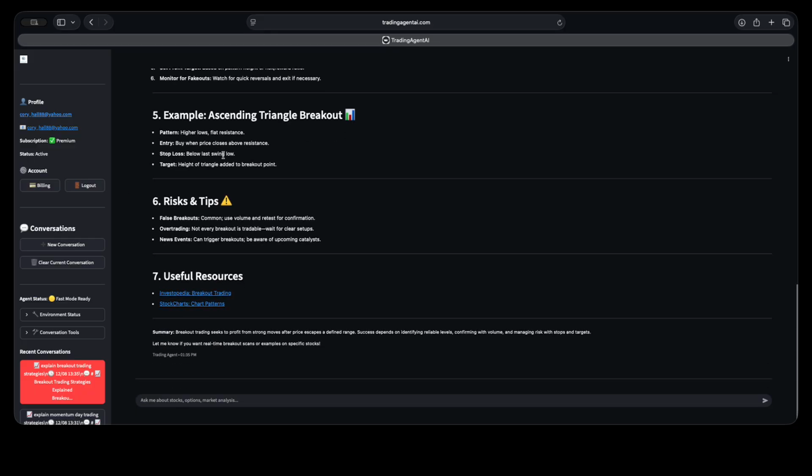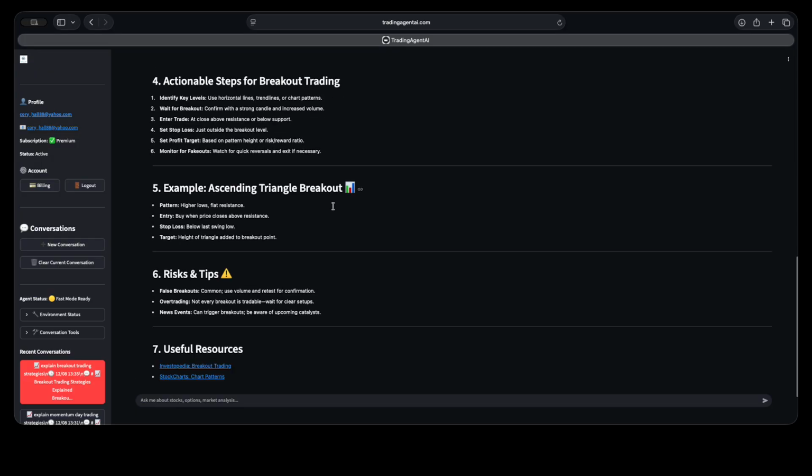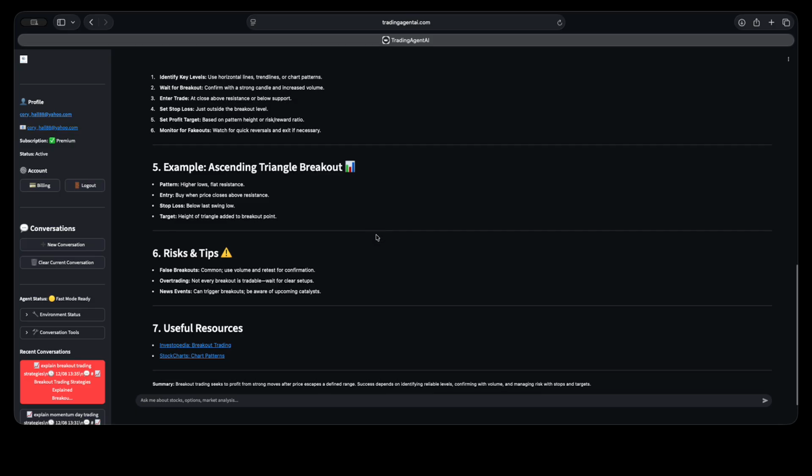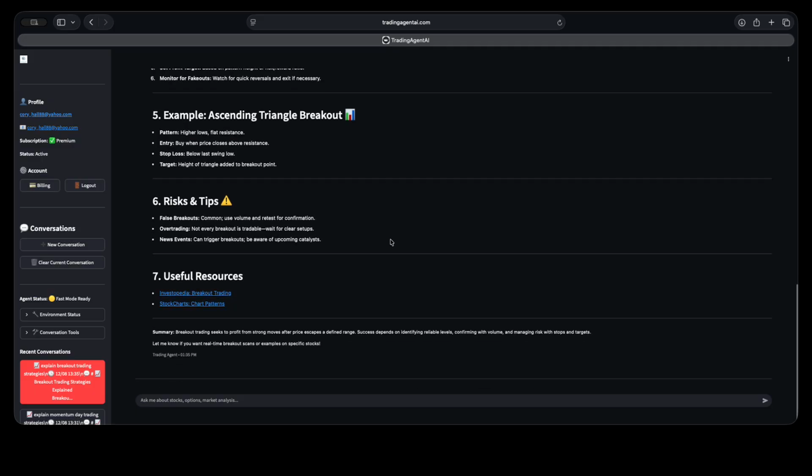And then, as an example, is using an ascending triangle breakout. The pattern is higher lows and a flat resistance. Entry is to buy when the price closes above resistance. Stop loss is the last swing low, and the target is the height of the triangle added to the breakout point. And so that just provides an example of how you would trade a triangle. And then you can ask it for other examples for other patterns as well.